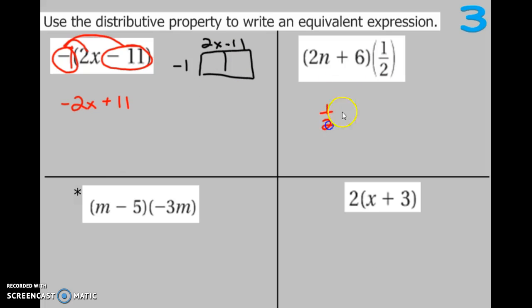This one, same thing. 2n plus 6 is our classroom. Teacher is 1/2. 1/2 times 2 is just, well, it's half of 2. Half of 2 is just 1, and there's an n there. And then 1/2 times 6, half of 6 is 3. So your answer is 1n plus 3.